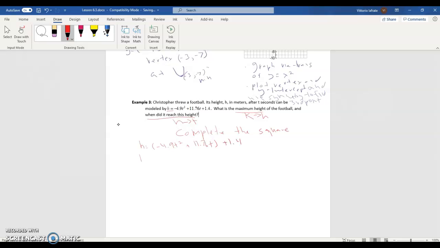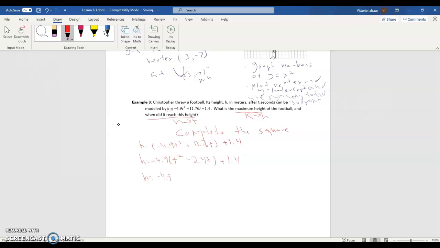Let's take out a common factor. So what we can actually do is take out the common factor, negative 4.9. So we'll have negative 4.9 taken out, constant factor. That leaves us with t squared. And then if we do 11.76 divided by negative 4.9, we get negative 2.4. So negative 2.4 t plus 1.4.